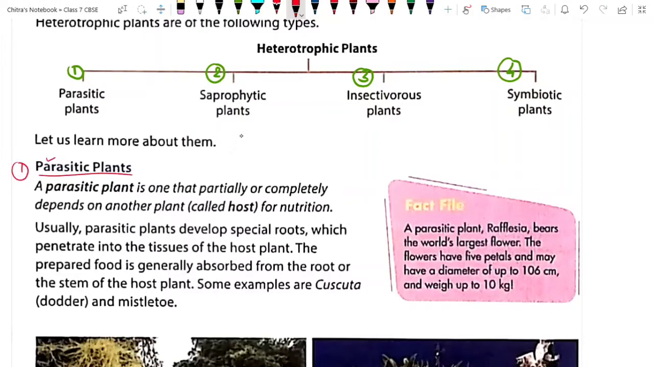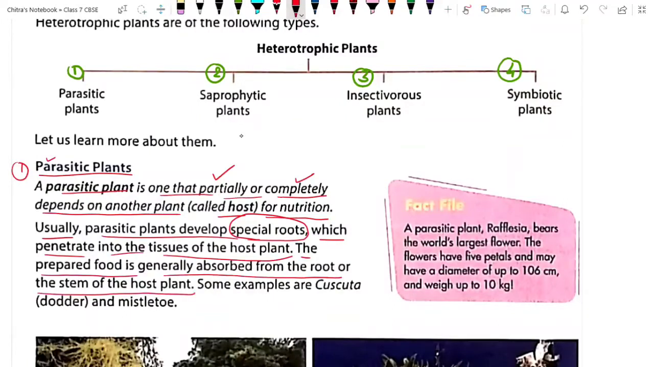A parasitic plant is a plant that partially or completely depends on another plant, called the host plant, on which it grows. We will discuss examples also, don't worry. Usually, parasitic plants develop special kinds of roots, which penetrate into the tissue of the host plant, and prepared food is generally absorbed from the stem of the host plant. Some examples are Cuscuta, also called dodder, and mistletoe.